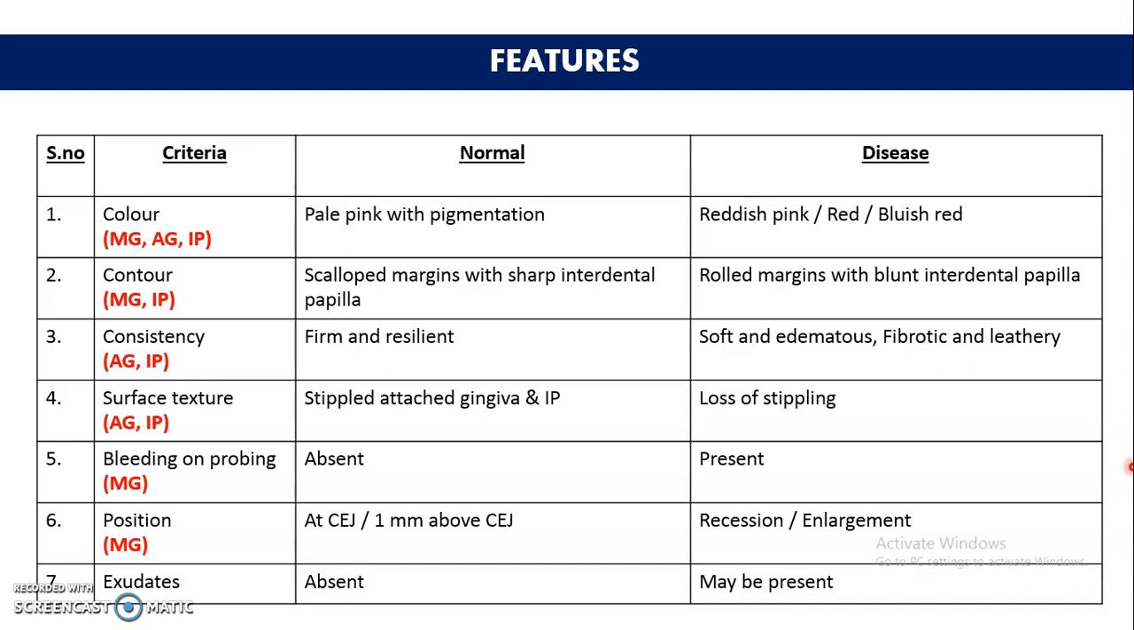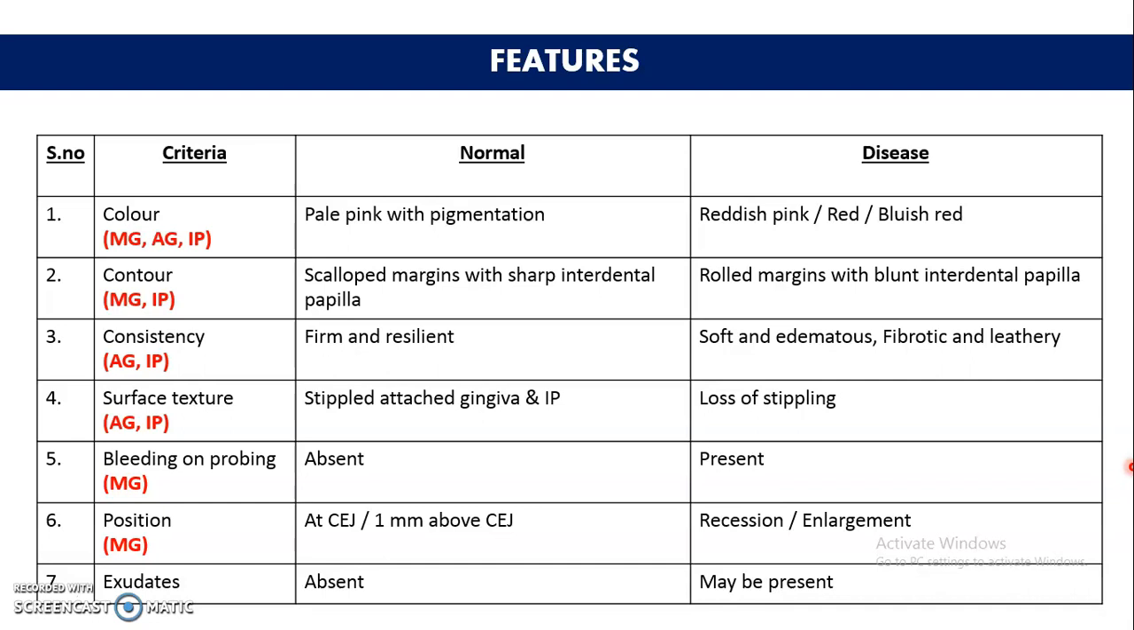The normal consistency is firm and resilient, whereas in disease it will be soft and edematous or fibrotic and leathery. The surface texture of normal gingiva will be stippled. The attached gingiva and the interdental papilla will be stippled, whereas in disease, they will lack stippling. Bleeding on probing will be absent in normal gingiva, it will be present in diseased gingiva.